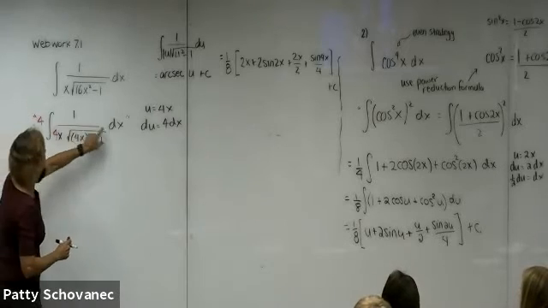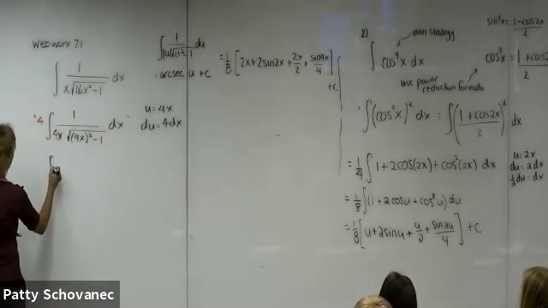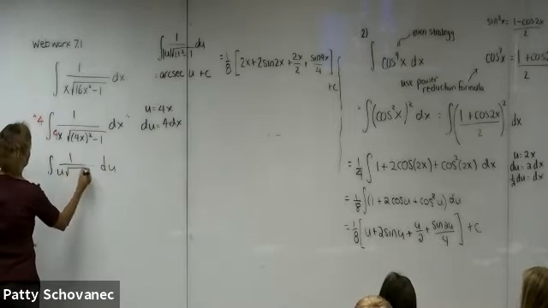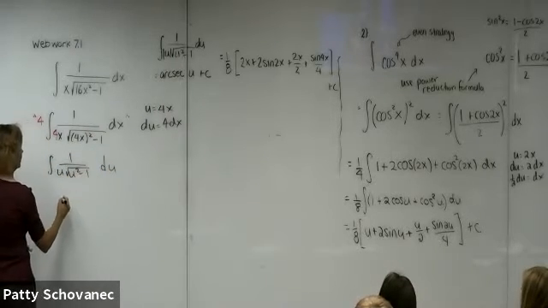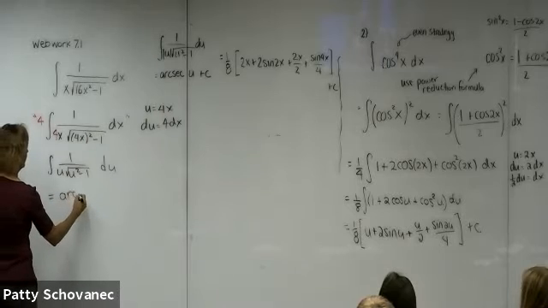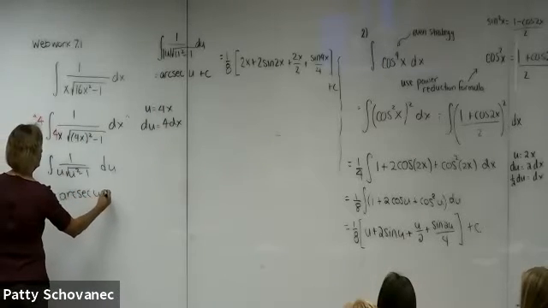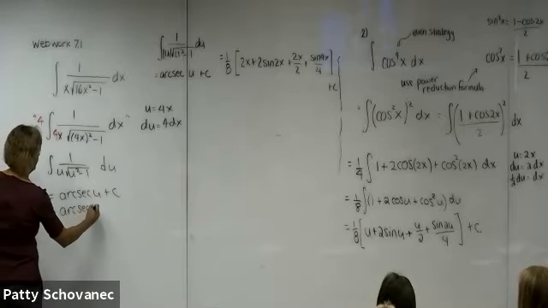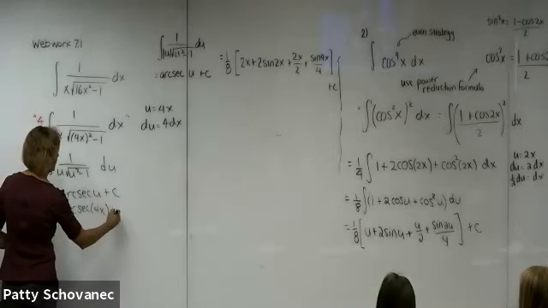So 4 times 1 times dx is du. Then I have my u where I need it, and my u squared where I need it, and we're done. That's the arc secant of u plus c. So it's the arc secant of 4x.